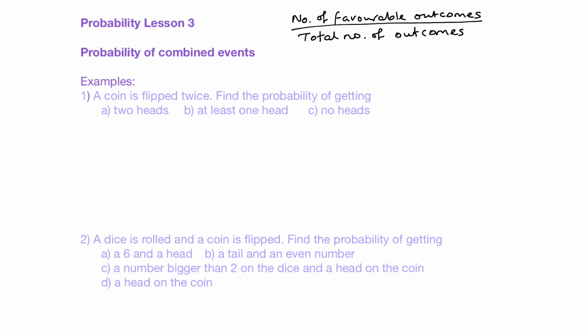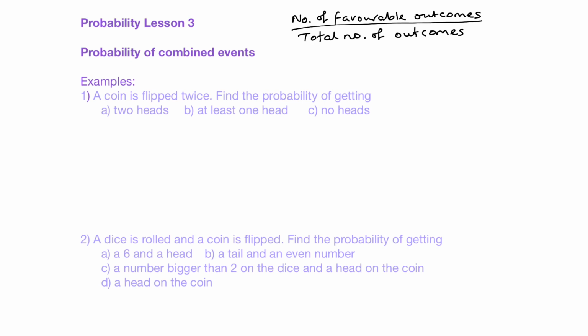Okay, and we've seen in the last couple of lessons why it makes sense to work it out that way. So let's look at the first example. A coin is flipped twice. Find the probability of getting A, 2 heads, B, at least 1 head, and C, no heads.